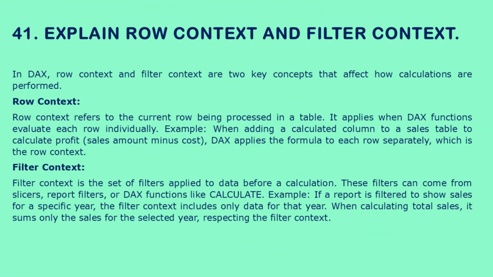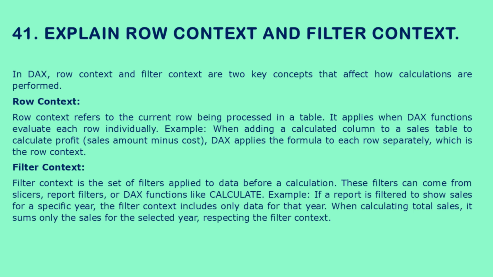Explain row context and filter context. In DAX, row context and filter context are two key concepts that affect how calculations are performed. Row context. Row context refers to the current row being processed in a table. It applies when DAX functions evaluate each row individually. Example, when adding a calculated column to a sales table to calculate profit, sales amount minus cost, DAX applies the formula to each row separately, which is the row context.